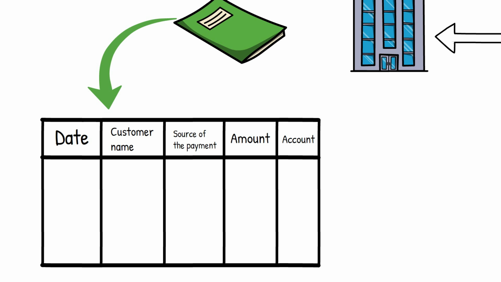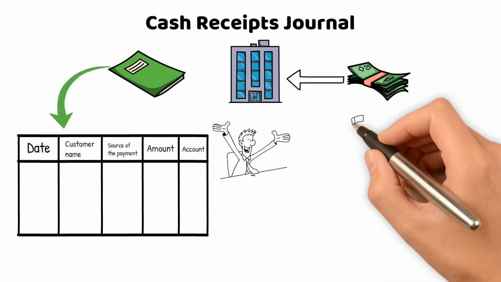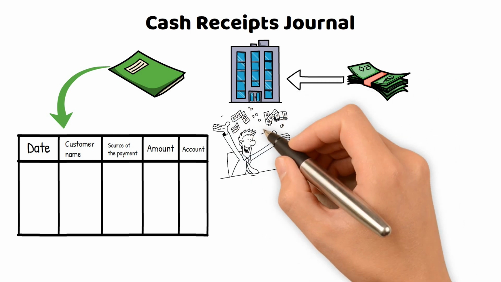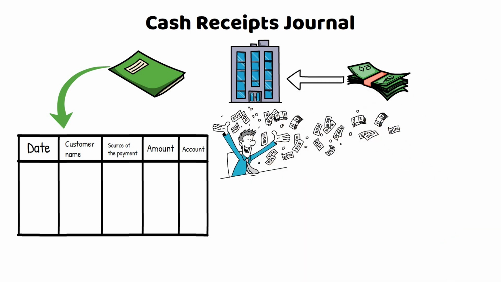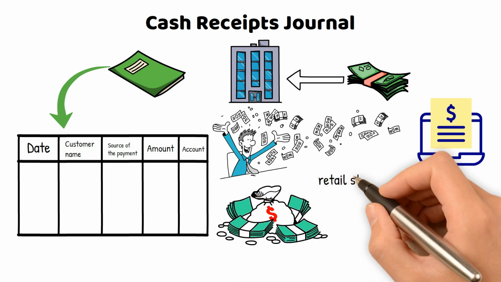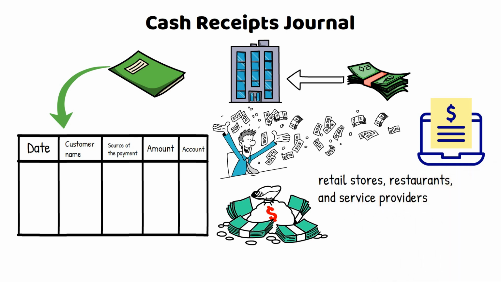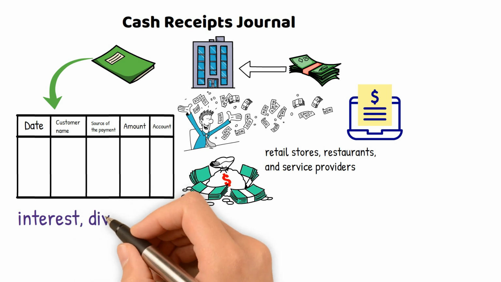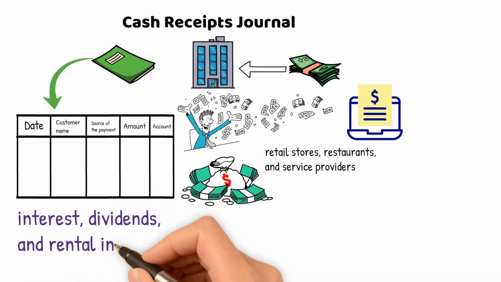The Cash Receipts Journal is an essential tool for businesses to keep track of their cash inflows and to ensure that all payments received are properly recorded. By recording all cash receipts in the journal, businesses can easily reconcile their cash accounts and track their cash balances. The Cash Receipts Journal is handy for businesses that receive large cash transactions, such as retail stores, restaurants, and service providers. It can also record other receipts, such as interest, dividends, and rental income.